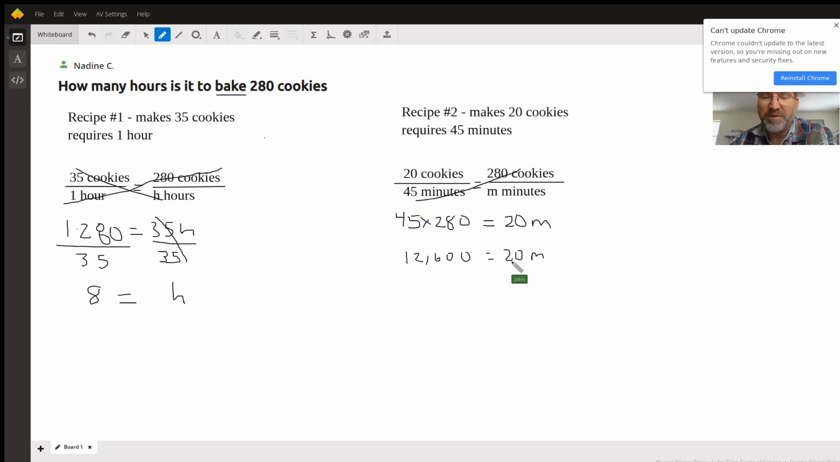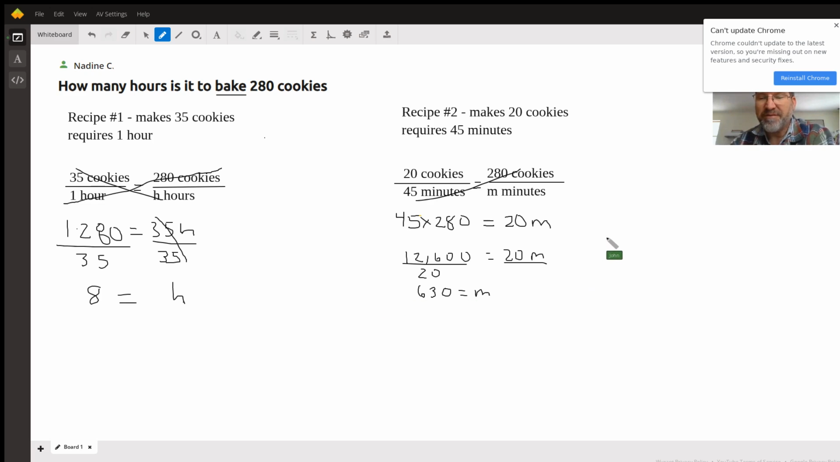I want to divide both sides by 20 so I can find just m by itself. Dividing that side by 20, what I get is 630. So 630 equals the number of minutes. But the problem is I want to compare it over here. I want to compare apples to apples.